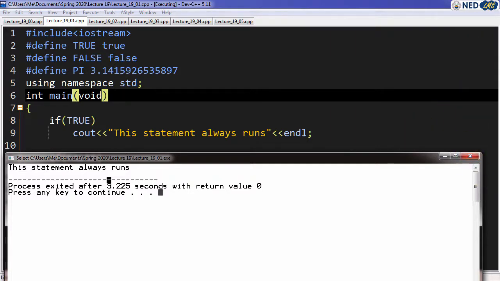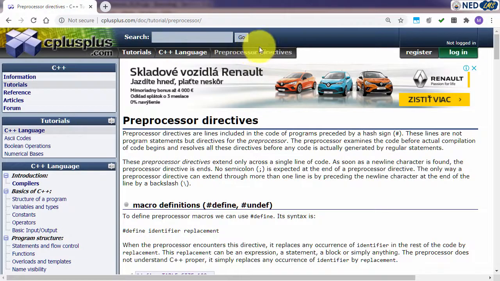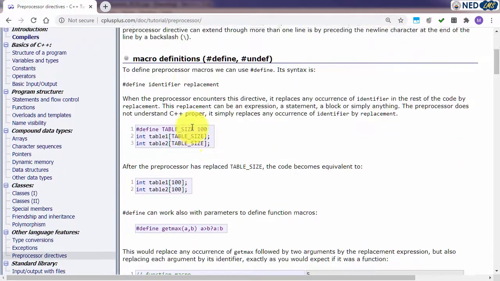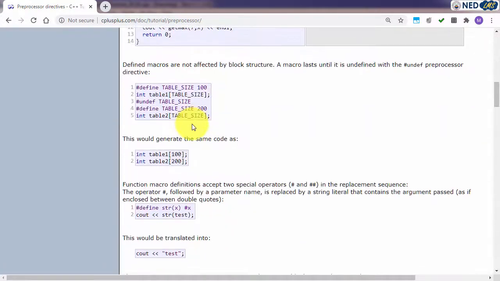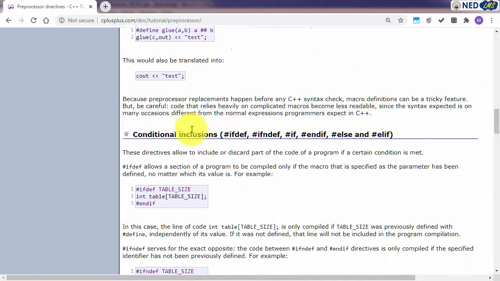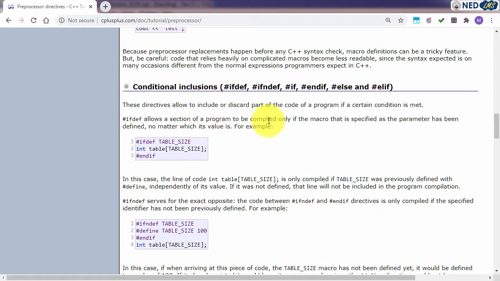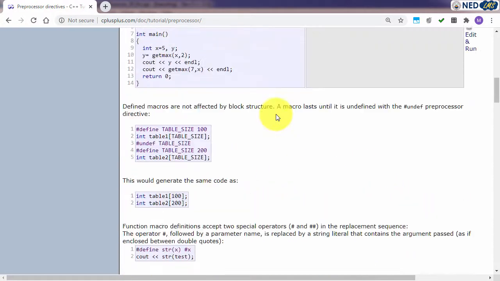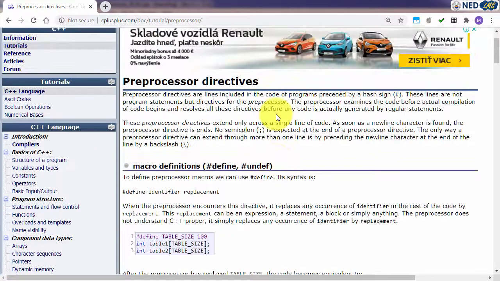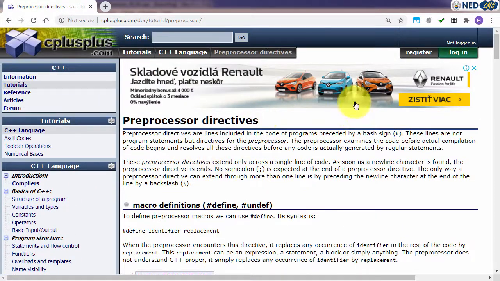For further details of this define preprocessor directive, I would suggest you go to this website, c++.com/tutorial/preprocessor, and you can look at very good definitions and explanations of these preprocessor directives. But since we are at the if-else statement, this is not in the scope of this lecture.